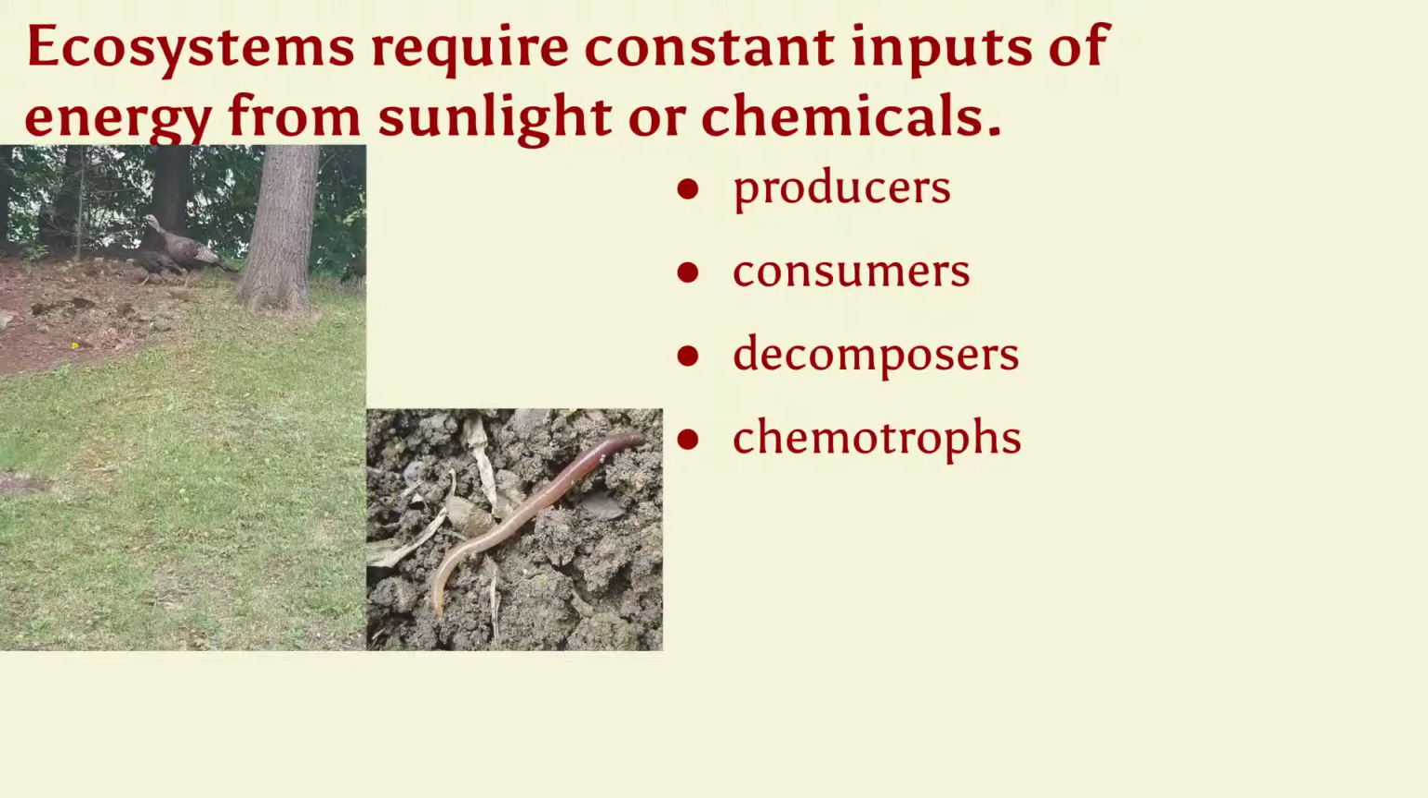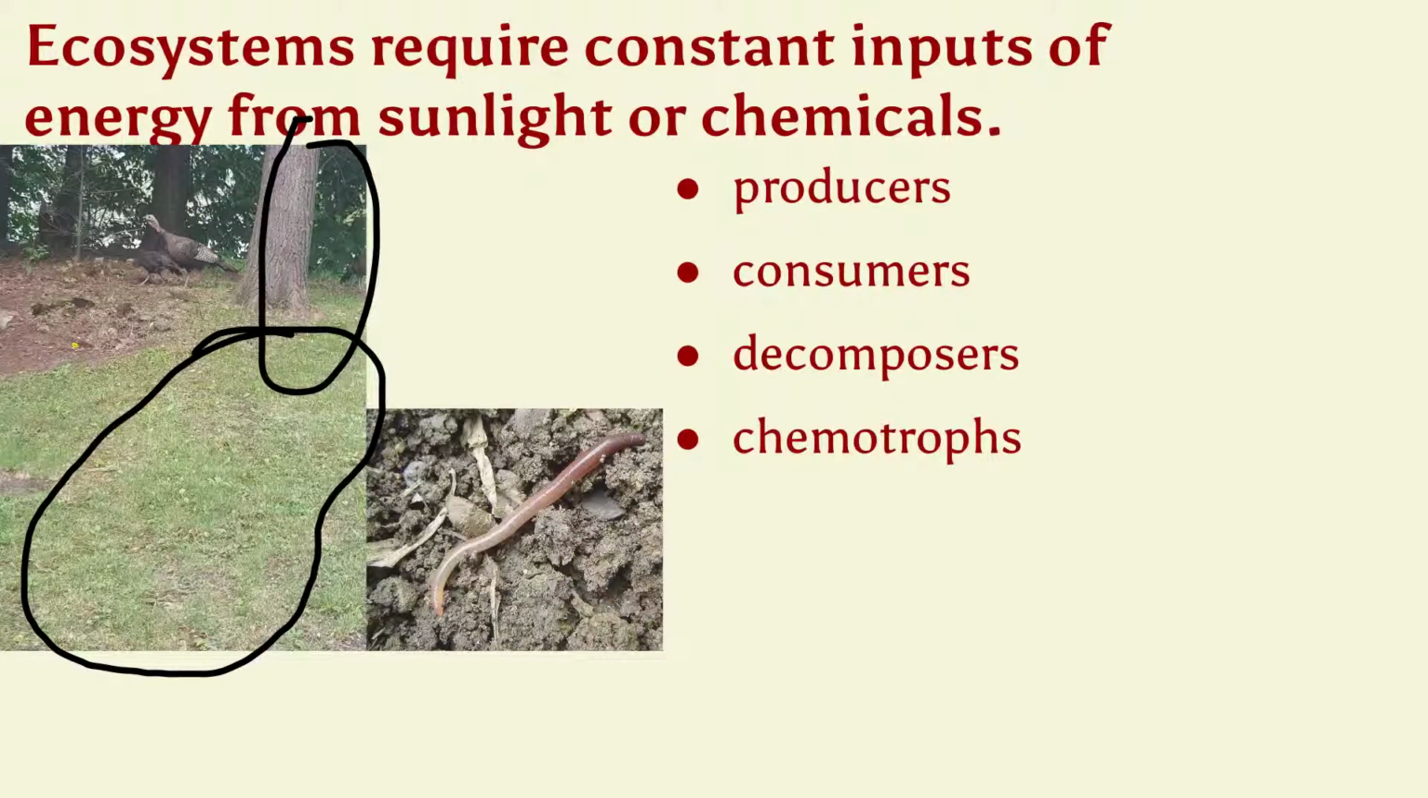All right, piggybacking off from our idea the other day, ecosystems require constant inputs of energy from sunlight or chemicals. And so in these pictures here, we have the producers. This is a picture from my yard, actually. So we've got producers, the grass and the trees. We have consumers, the wild turkeys over here, consuming seeds and grubs and other critters on the ground.